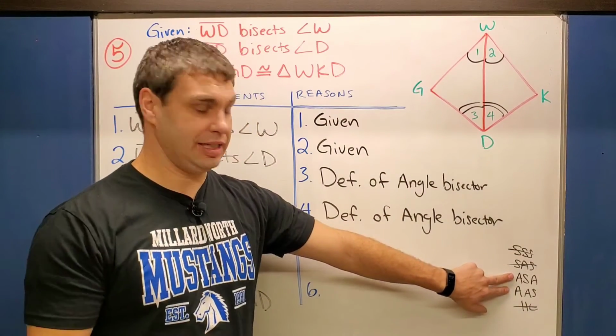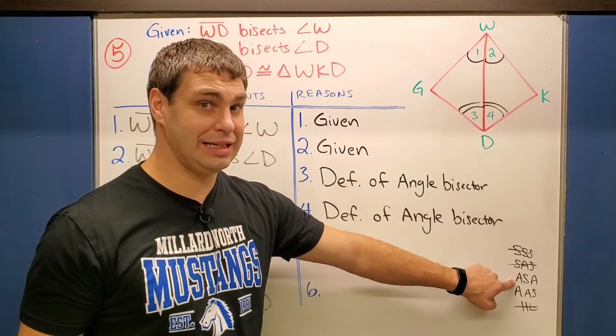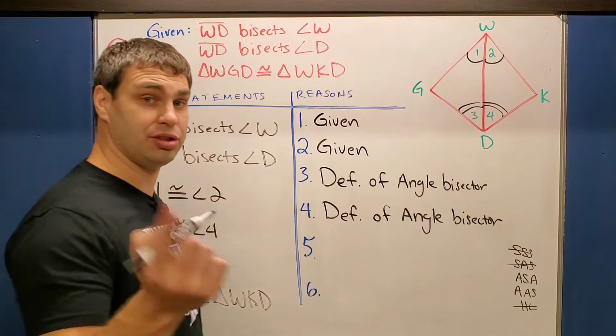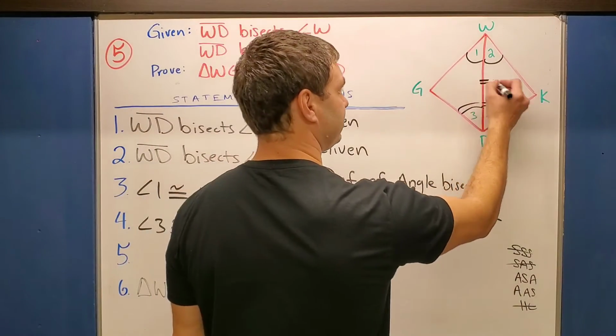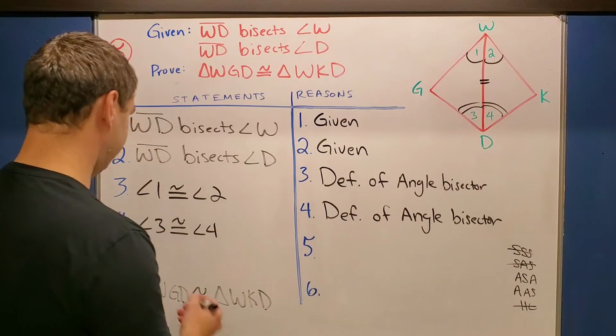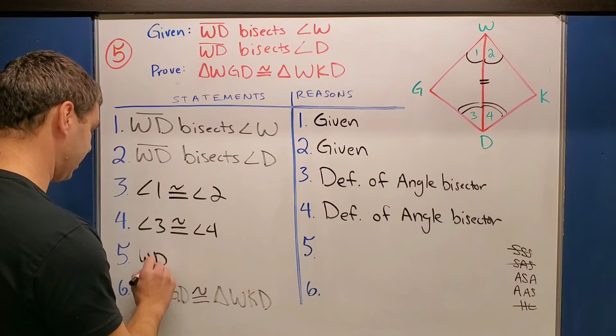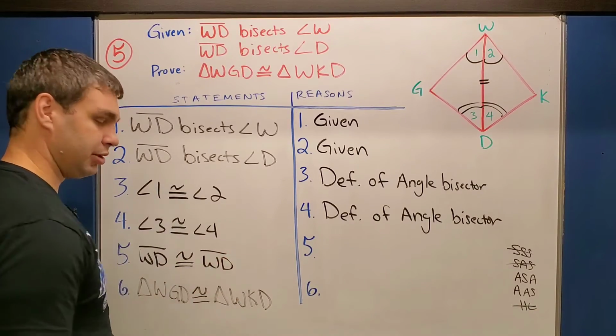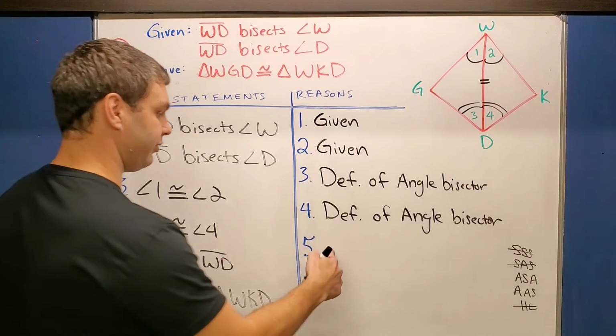And what I'm seeing here, since we need one of those to be a side, I think the side that they share is going to be the same in both. That's actually the reflexive property. So I can put some tick marks on there to show that WD is congruent to itself. Now I just have to write that into my proof. I'm going to say WD is congruent to WD. The reason something is congruent to itself, like I said, is the reflexive property.